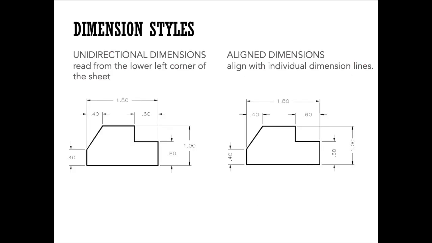Dimension styles. Unidirectional dimensions read from the lower left corner of the sheet. Aligned dimensions align with individual dimension lines. We are not going to be using aligned dimensions. We are only going to be using unidirectional. That means if you're looking at your drawing, you should be able to read the dimensions without turning your page. The numbers are always horizontal.